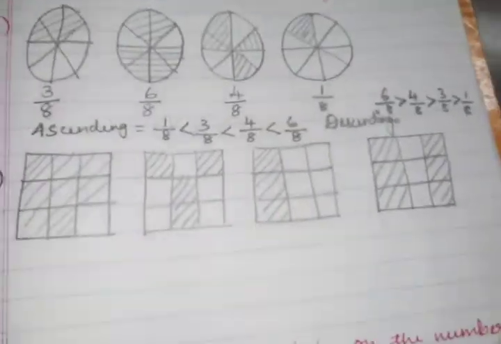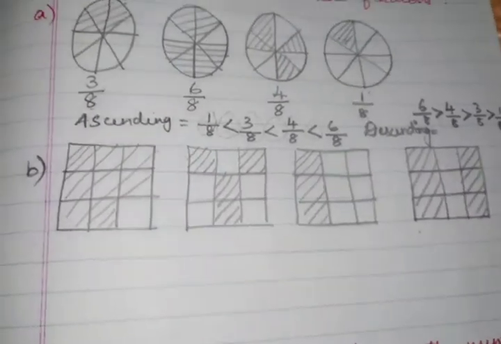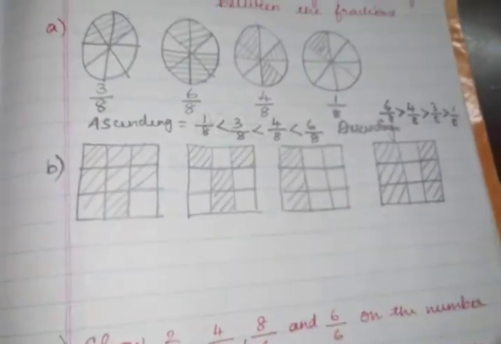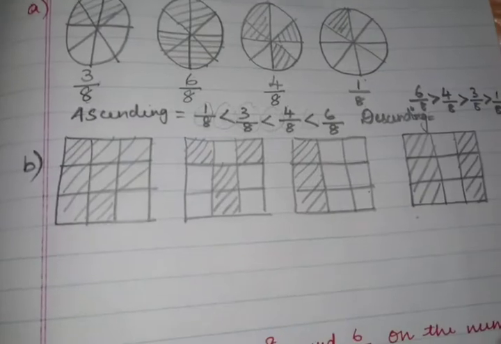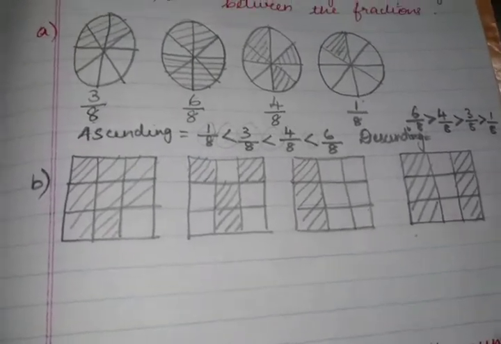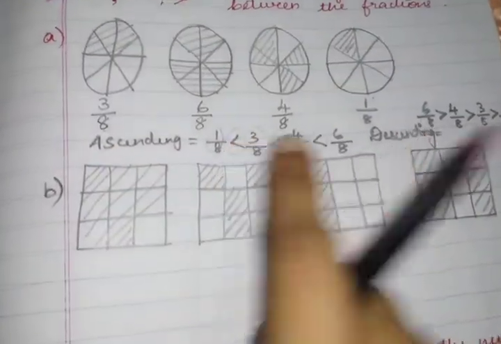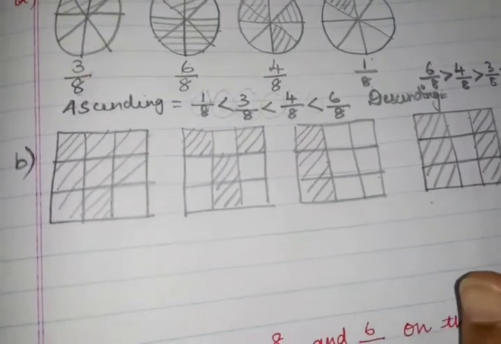Next, B problem. The same way, you should do the B problem also. No other extra things. Just find the ascending and descending order using the proper sign. So that is very much important, very much important.